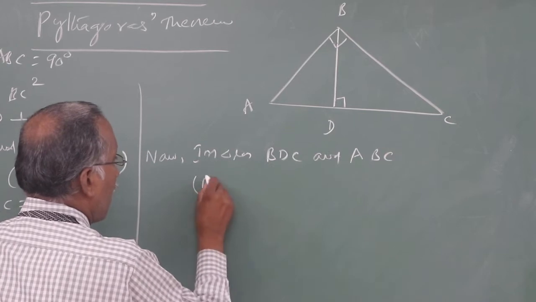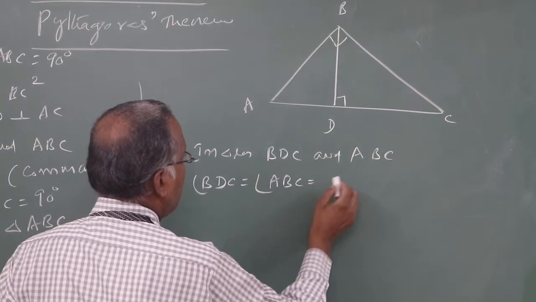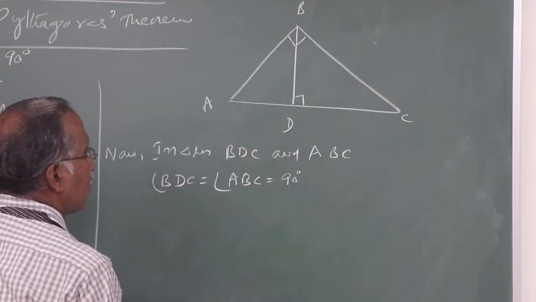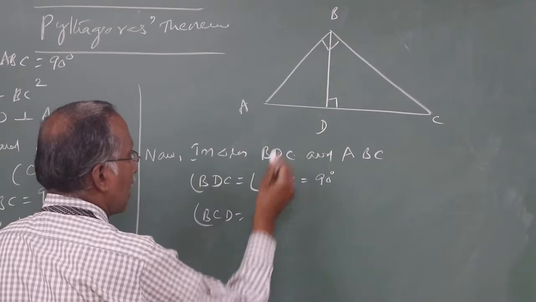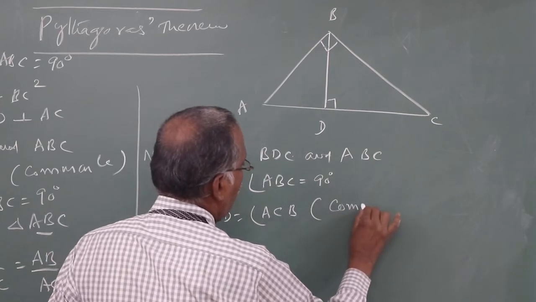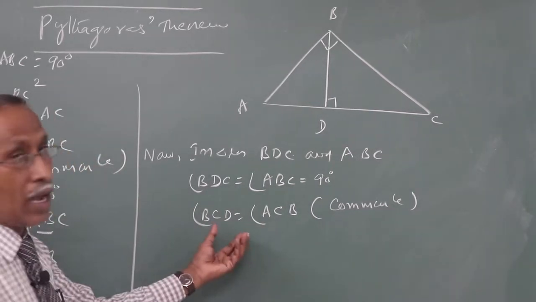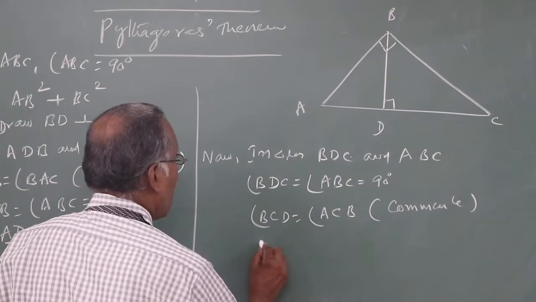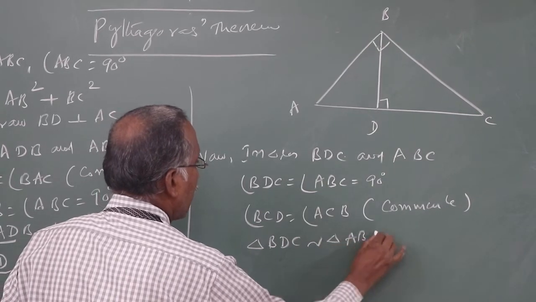Now, compare. Angle BDC is equal to angle ABC is equal to 90 degrees. One is from the data, the other from the construction, you know very well. Next, angle BCD is equal to angle ACB. The reason is that it is a common angle of both the triangles ABC and BDC. Again, by AA criterion, these two triangles are similar. Therefore, triangle BDC is similar to triangle ABC.